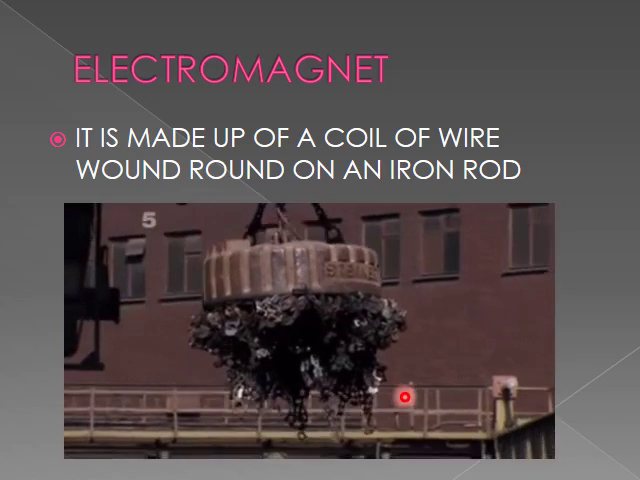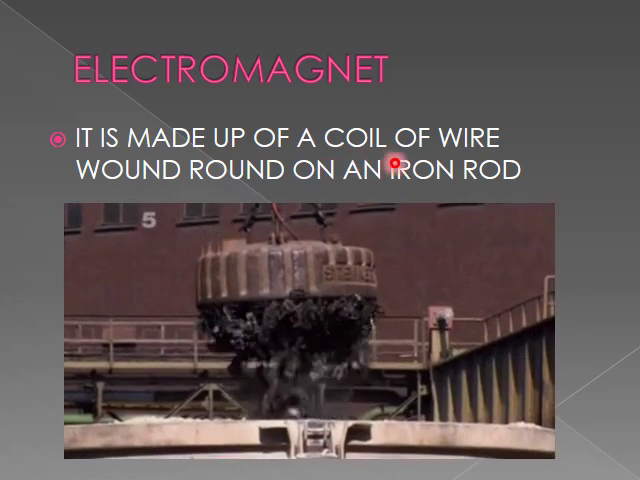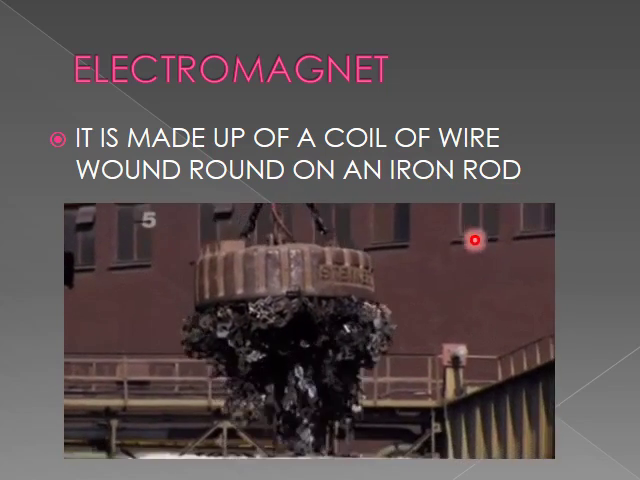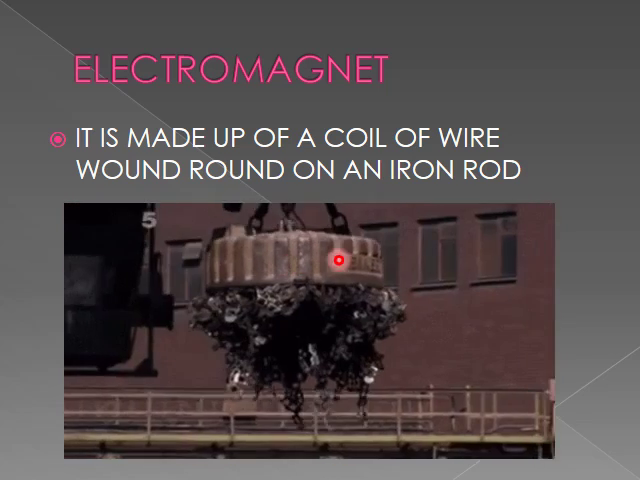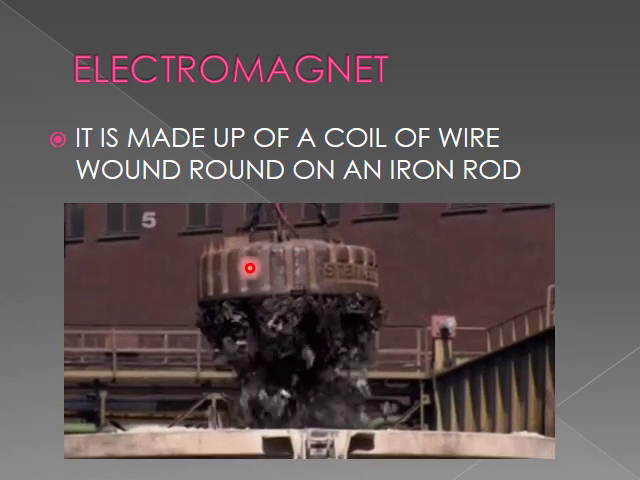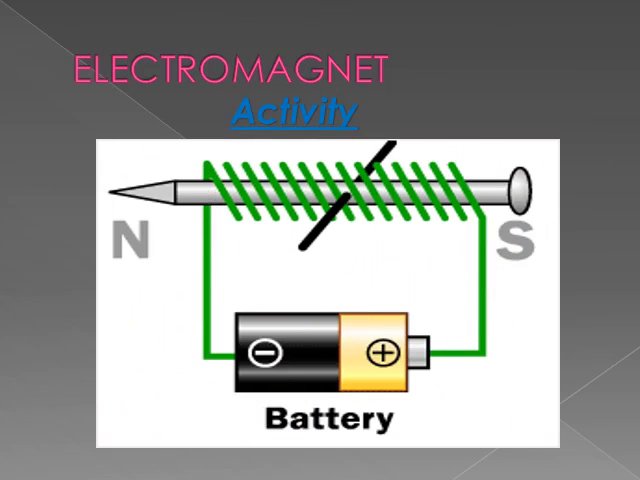So what is an electromagnet, my dear students? An electromagnet is made by a coil of wire wound around an iron rod. When an electric current is passed through the coil, the iron rod becomes a magnet, and we can use this electromagnet in our daily life. So my dear students, here is an activity for you of the electromagnet. How can you make an electromagnet at home?